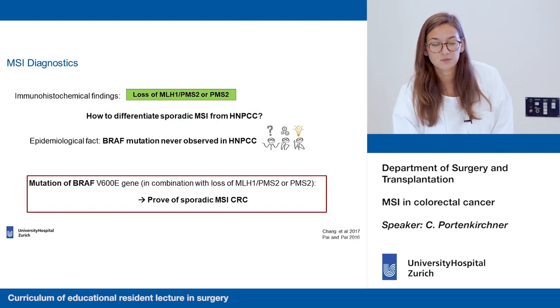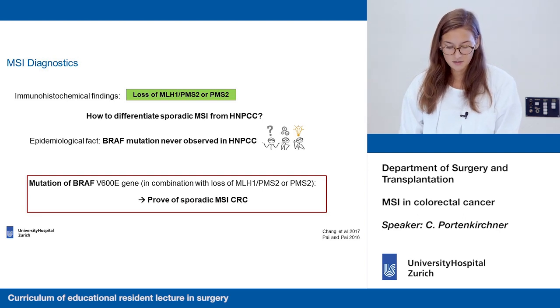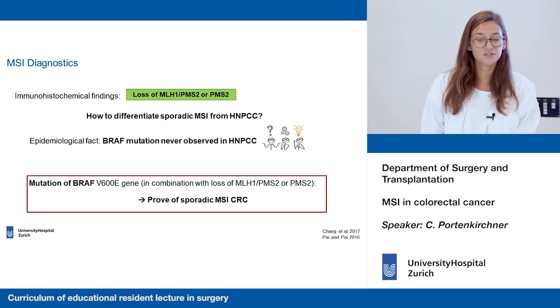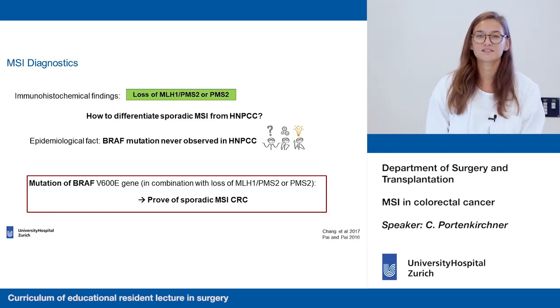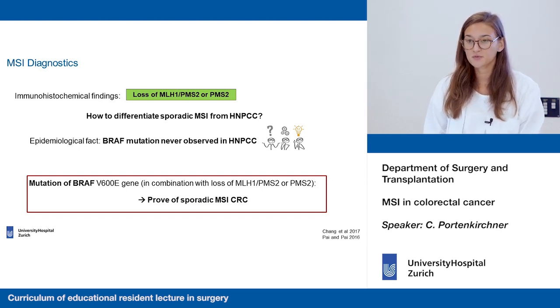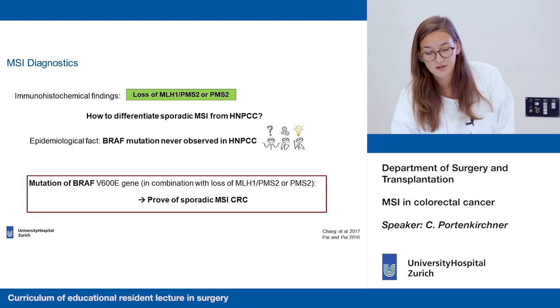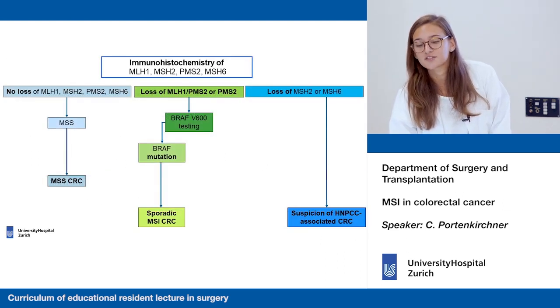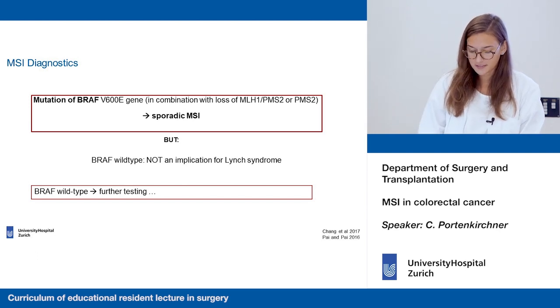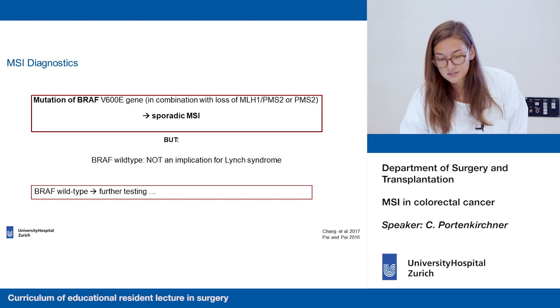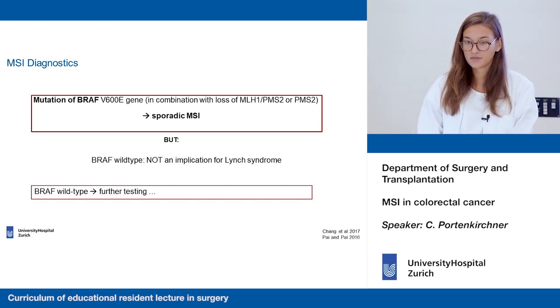So how can we do this? How can we differentiate between these two pathways? It's an epidemiological fact that the BRAF gene mutation has never been observed in HNPCC so far. We don't know why, but it is like it is. And so a mutation in the BRAF gene in combination with the loss of MLH1 and PMS2 is the proof for a sporadic microsatellite instability colorectal cancer. But, and there is always a but, it is important to know that the absence of a BRAF mutation, a BRAF wild type, does not imply Lynch syndrome.